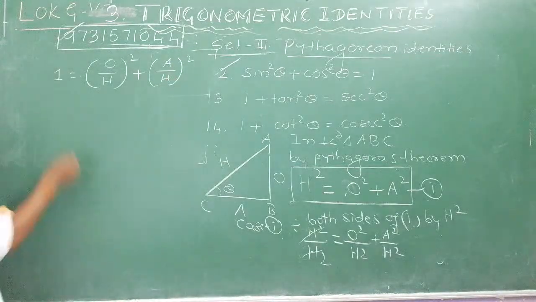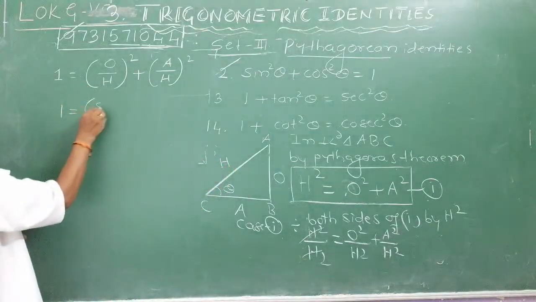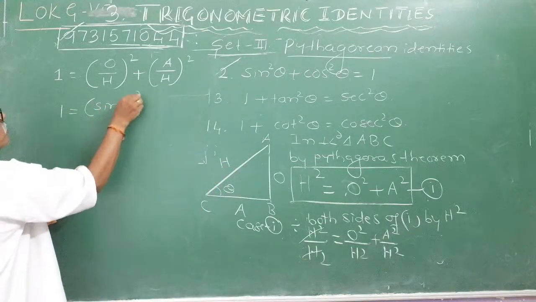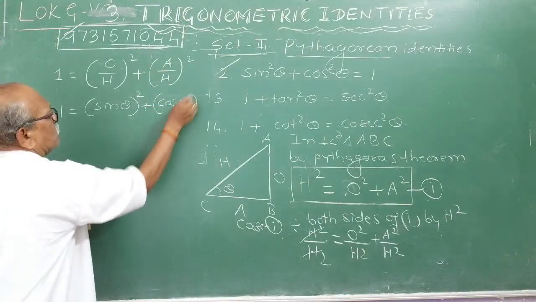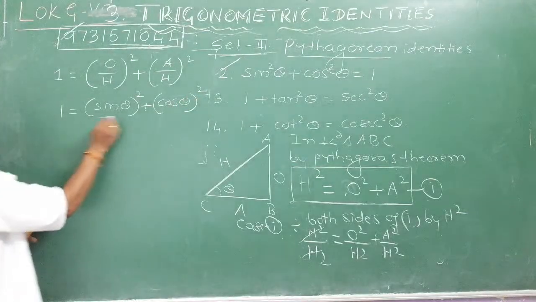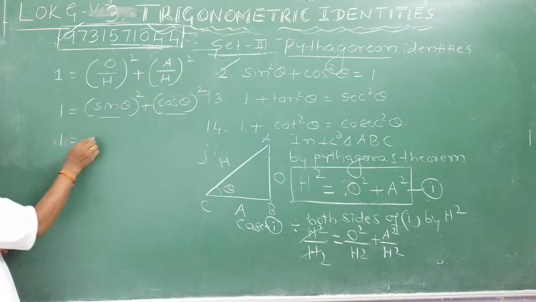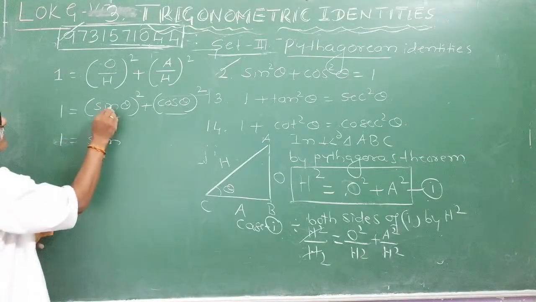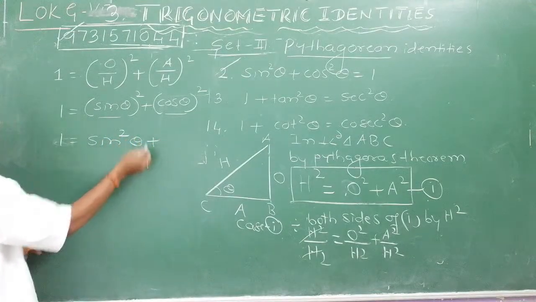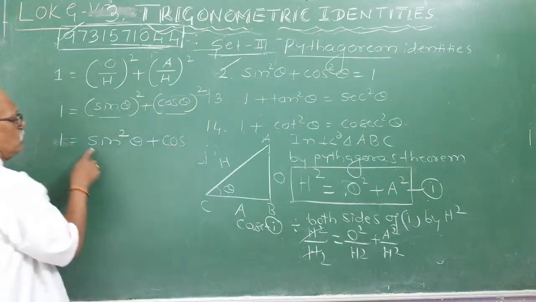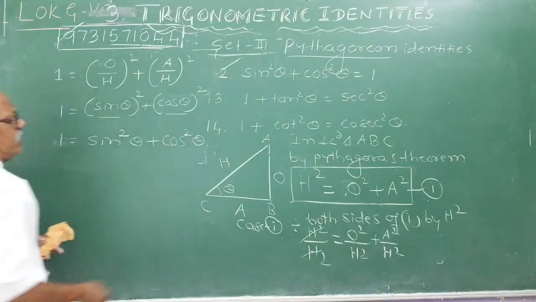Now observe in the right angle triangle, what is opposite upon hypotenuse? Is it not sine theta? Sine theta square plus adjacent upon hypotenuse is cos theta whole square. Now in trigonometry, how do you write the square? You write it as sine square theta plus cos square theta. Don't write capital letters, first letters must be small. Keep your writing speed and accurate.